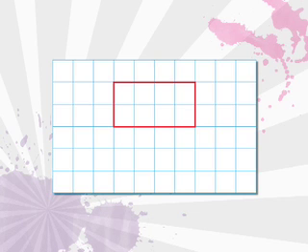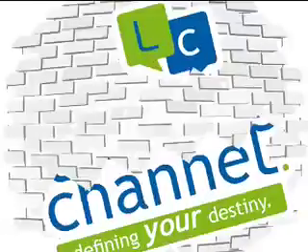If a rectangle is 4 centimeters long and 2 centimeters wide, we counted 2 rows of 4 blocks. Now we can use this information to make our formula. All we need to do is take the length and multiply it with the width.